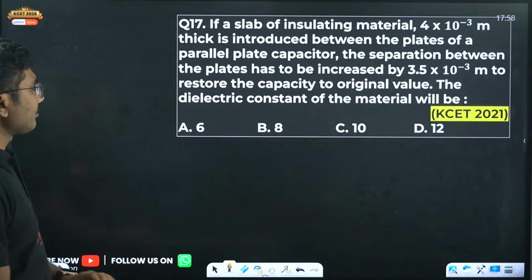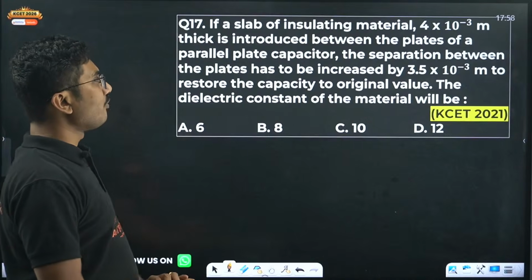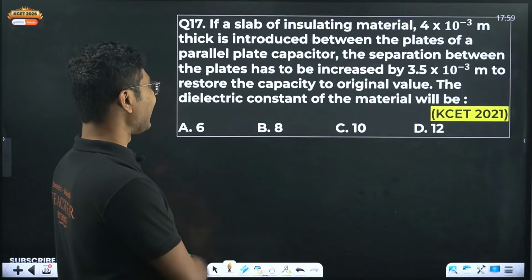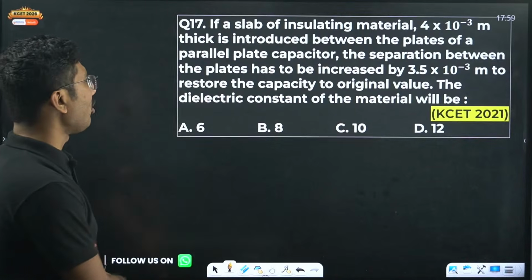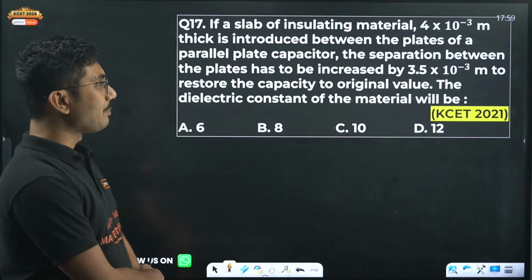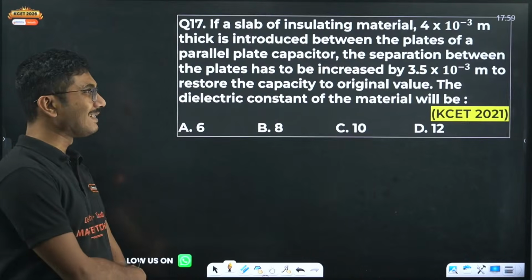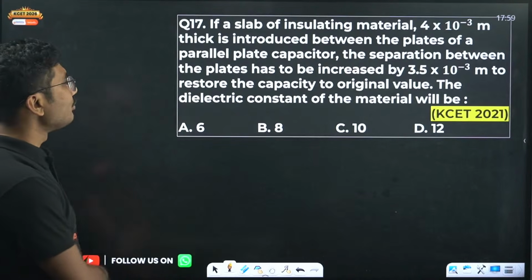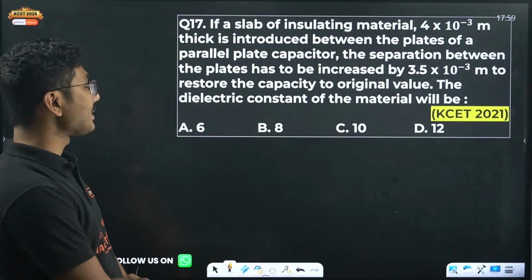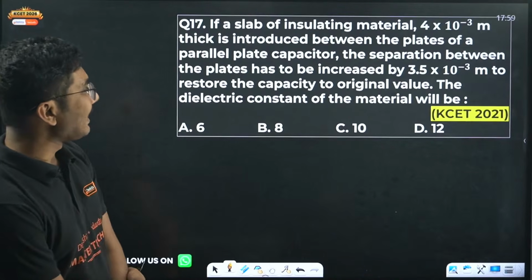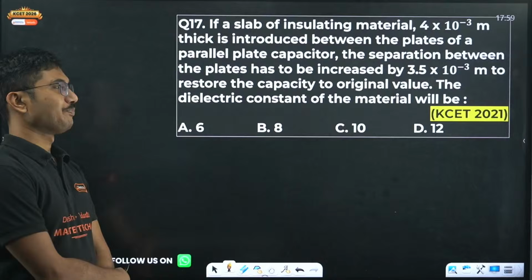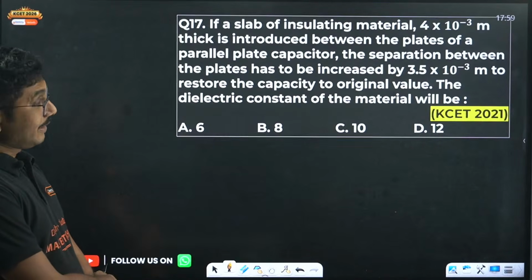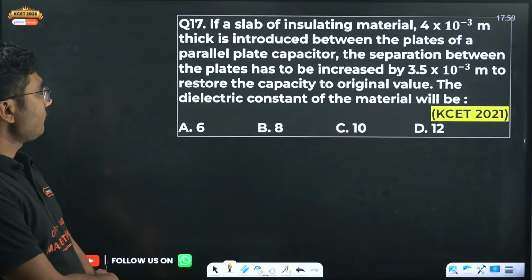Now next question. If a slab of insulating material of 4 into 10 to the power of minus 3 meter thick is introduced between the plates of a parallel plate capacitor, the separation between the plates has to be increased by 3.5 into 10 to the power of minus 3 meter to restore the capacity to the original value. The dielectric constant of the material will be? So solve this quickly and tell me the answer. Let me calculate that as well. 3.5.